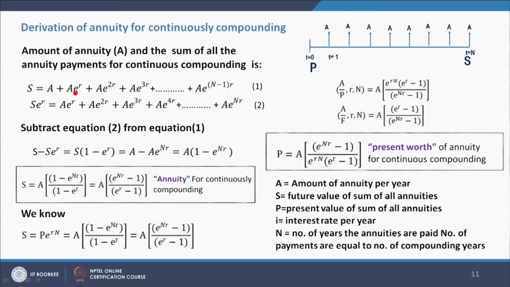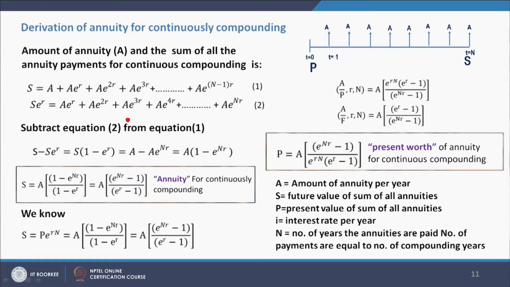Now, the derivation of the annuity for continuous compounding. The amount of annuity A, and the sum of all the annuity payments for continuous compounding, is this: S = A + A e^r + A e^(2r) + A e^(3r) and so on, up to A e^((n−1)r). Now, if I multiply this S by e^r, this becomes A e^r + A e^(2r), and so on, up to A e^(nr).